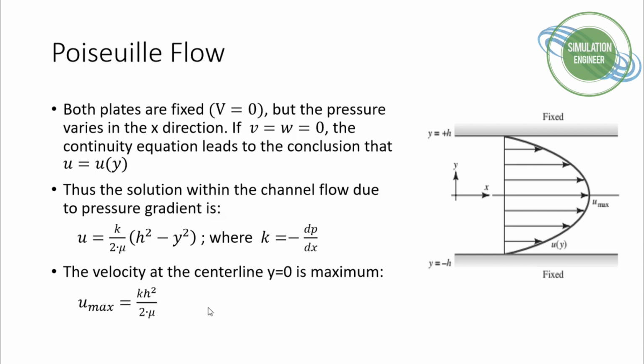Our aim now for this CFD simulation is to determine the velocity at the center line, which is y equals 0. And we can see in this figure that you will have a maximum velocity at the center of this channel, where both the upper and the bottom walls are fixed. This is something which we will be trying to validate or verify with our simulation approach. So if you take y equals 0, this equation will get reduced to this form.